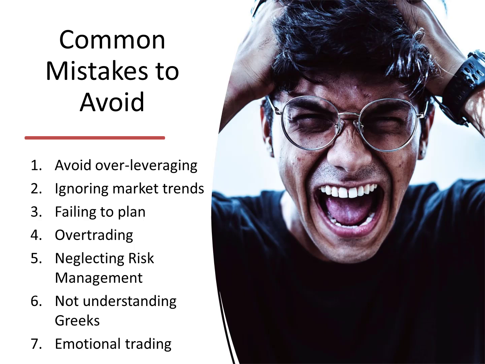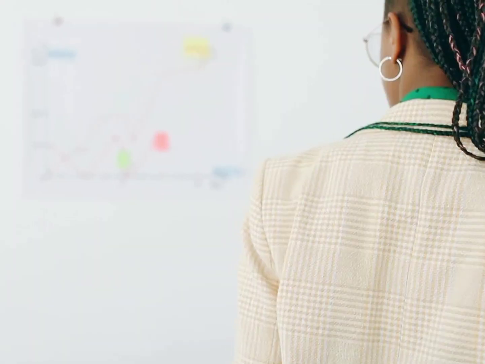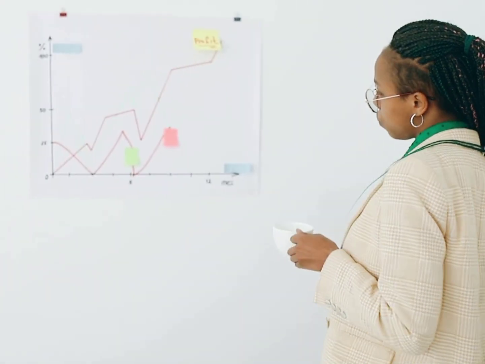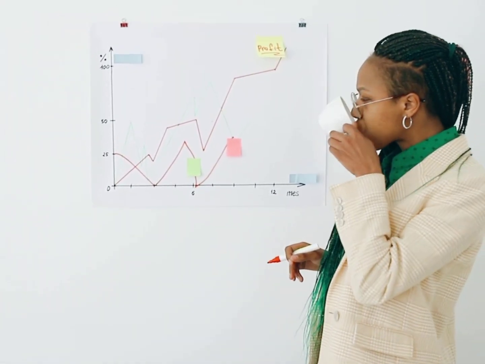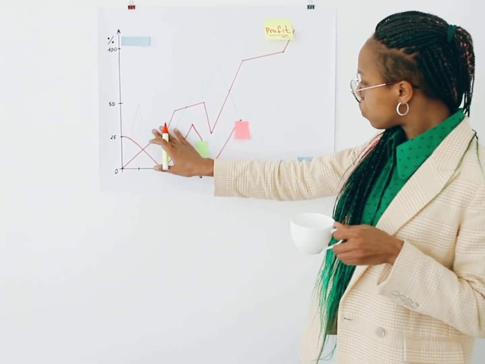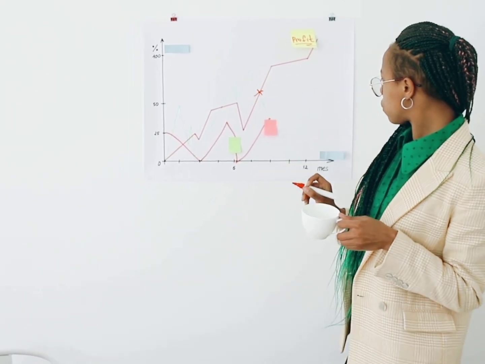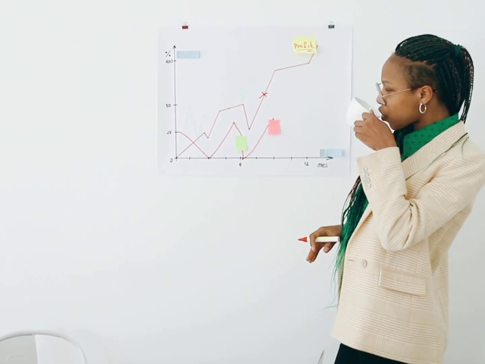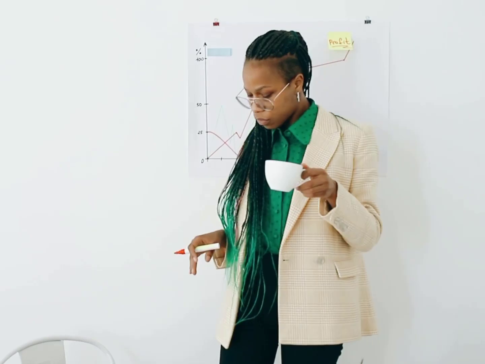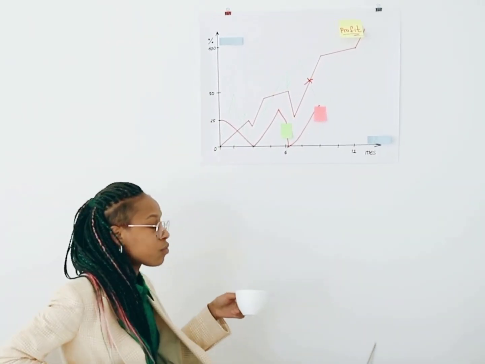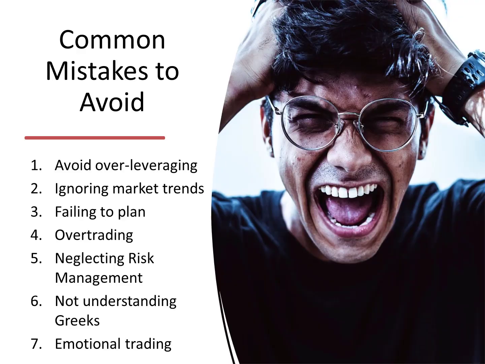Mistake number 5, neglecting risk management. Risk management is crucial in options trading. Failing to set stop loss orders or not diversifying your trades can lead to substantial losses. Always have a risk management strategy in place to protect your capital. This might include setting stop loss orders, limiting the amount of capital allocated to any single trade, and diversifying your positions.